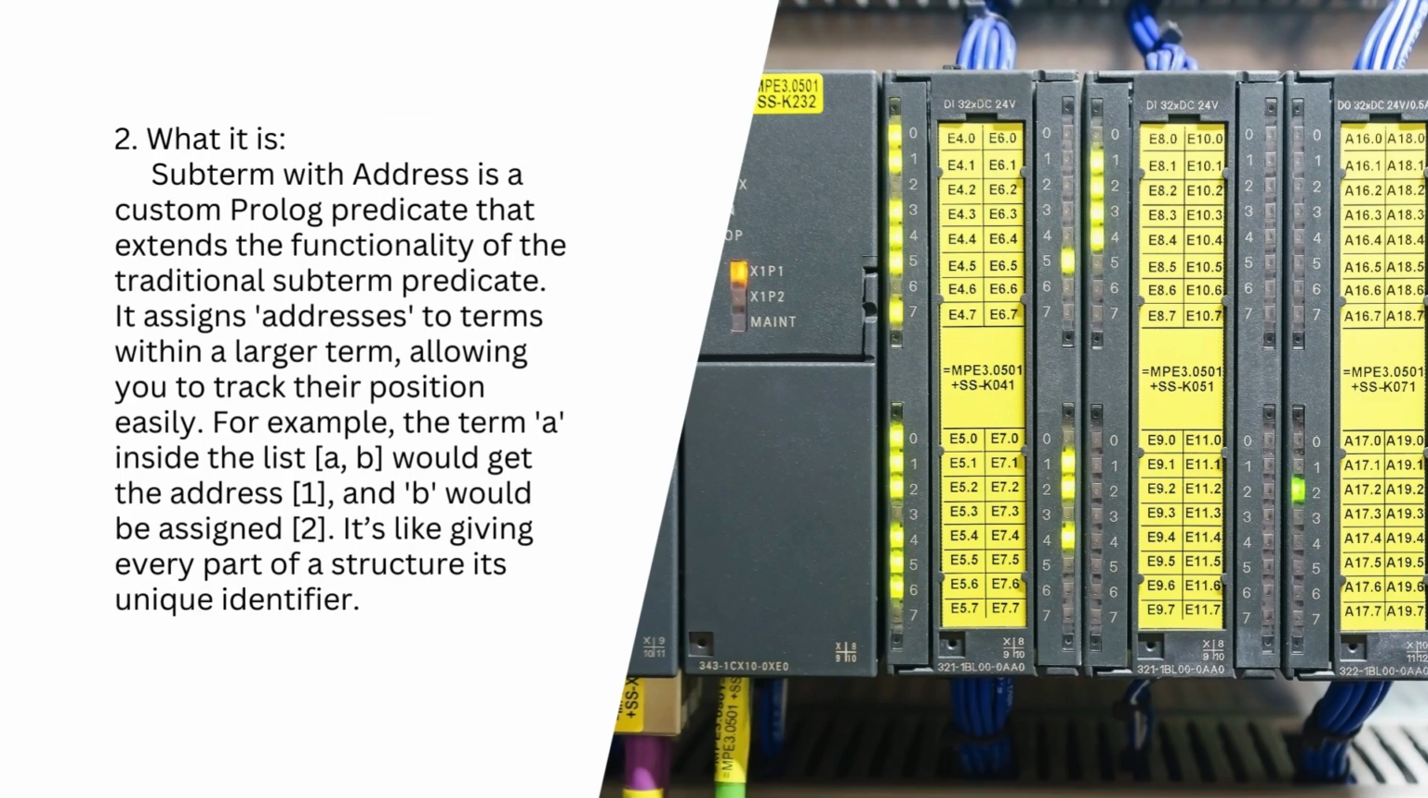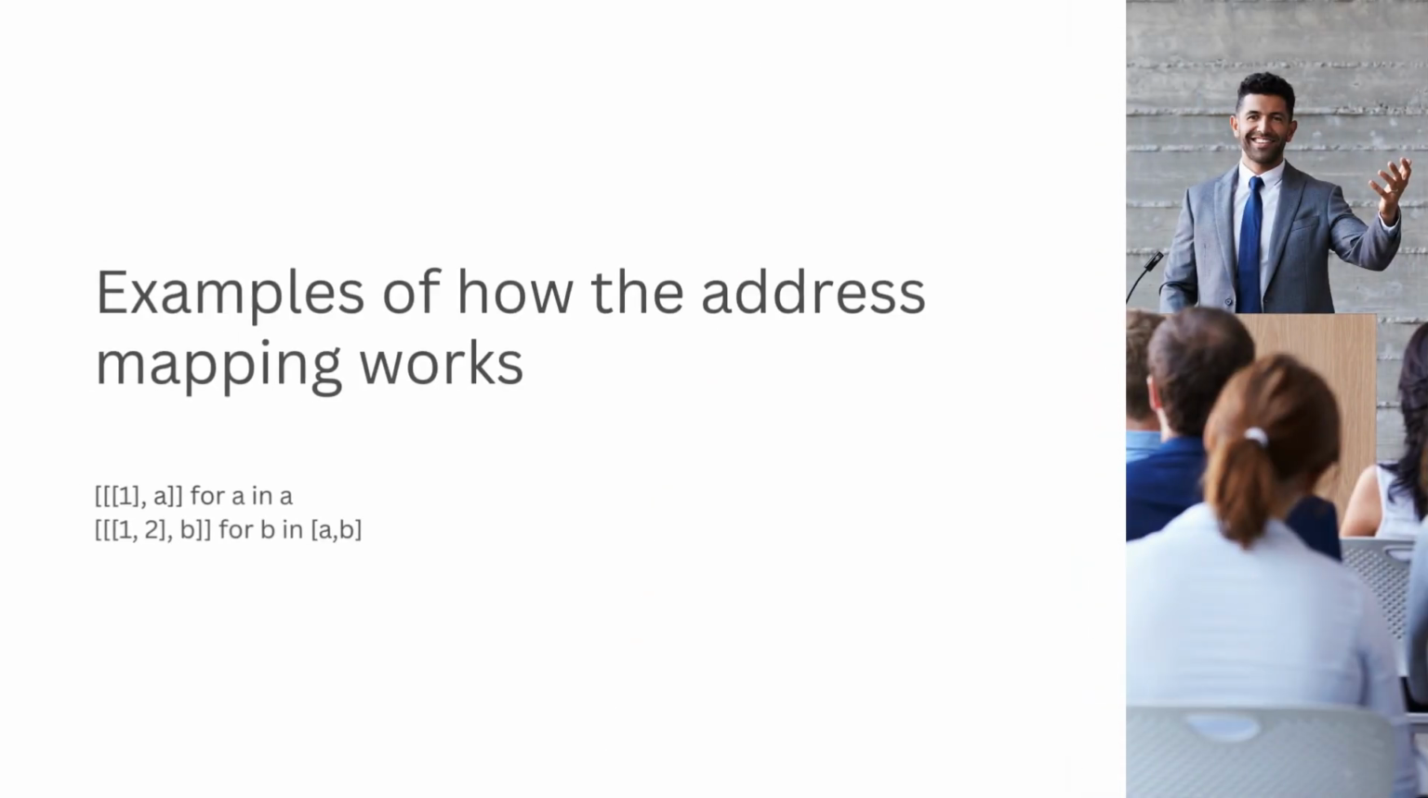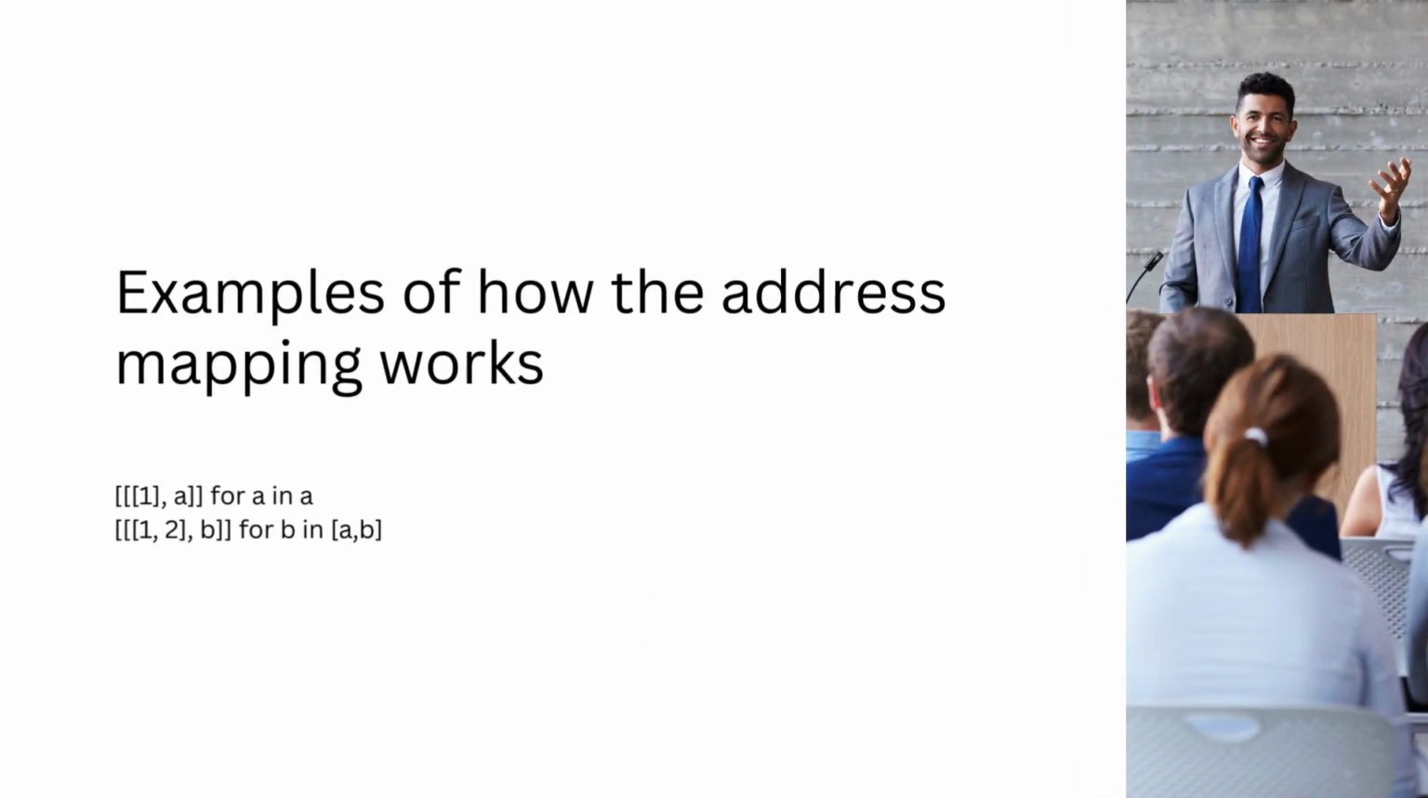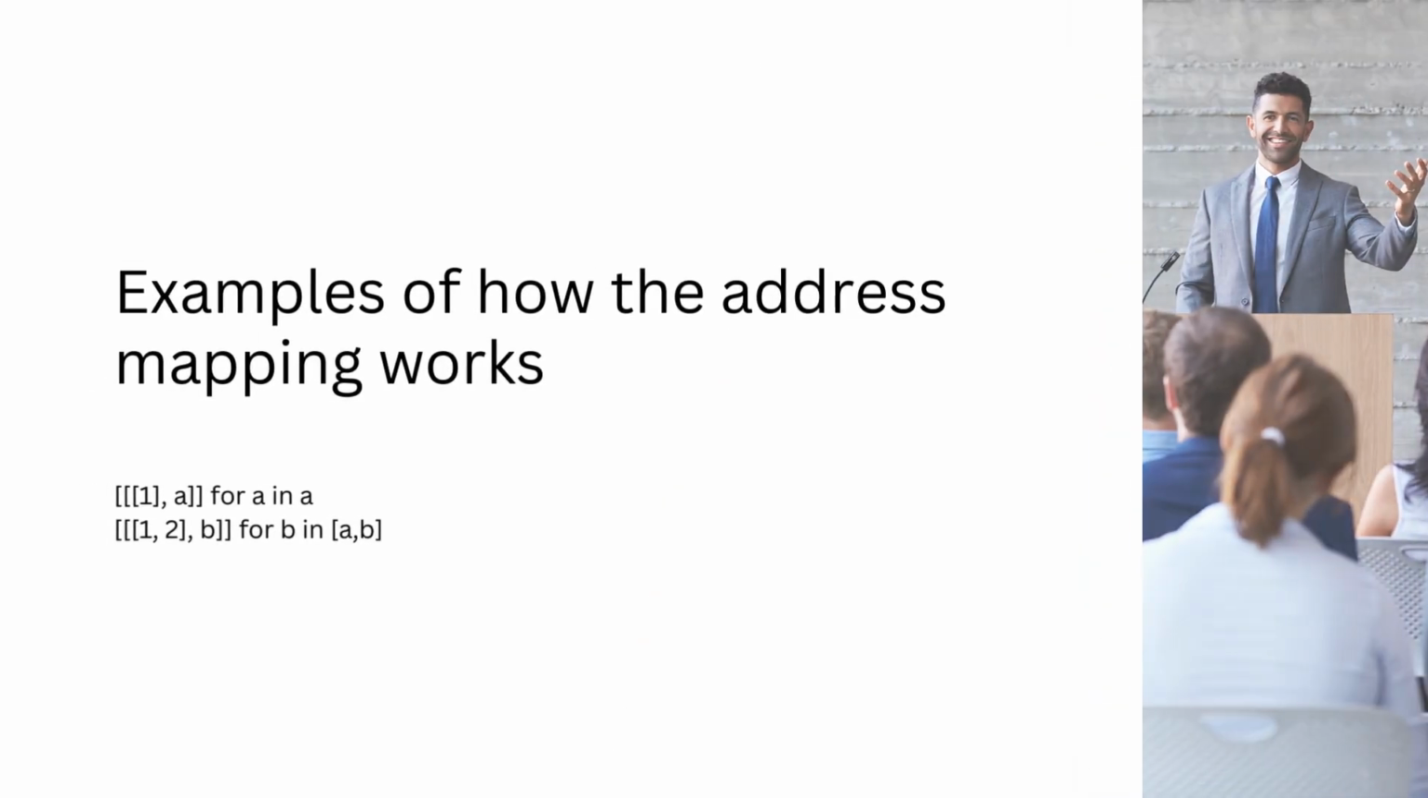2. What it is. Subterm with address is a custom Prolog predicate that extends the functionality of the traditional subterm predicate. It assigns addresses to terms within a larger term, allowing you to track their position easily. For example, the term A inside the list [A,B] would get the address 1, and B would be assigned 2. It's like giving every part of a structure its unique identifier. Examples of how the address mapping works. 1. A for A and A12, B for B and AB.